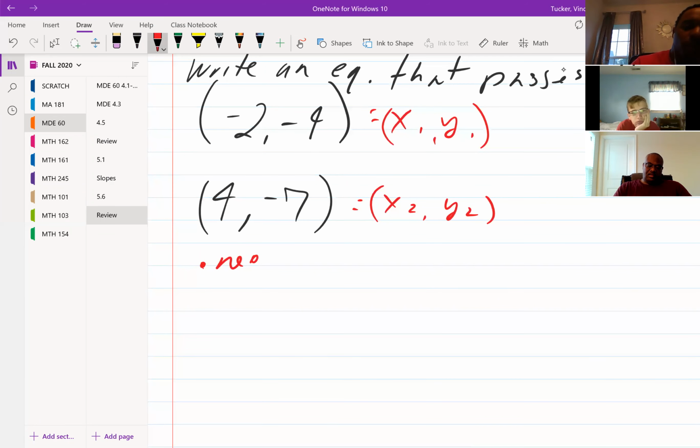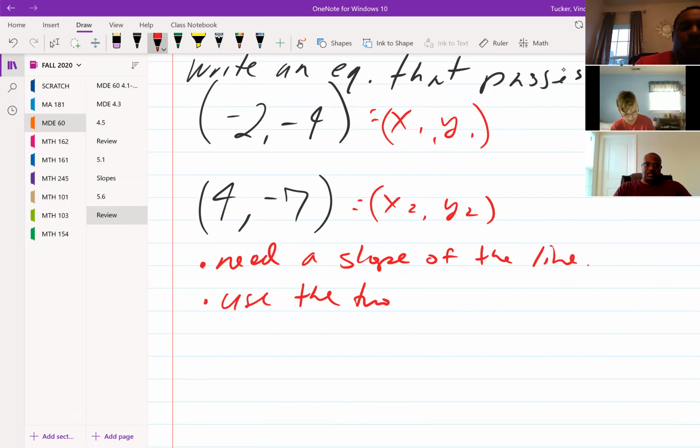Now, before we create our line or write our equation, we need a slope. We need a slope of the line. Since we do not have that, we just have 2 points. Use the 2 points to find a slope. So we're going to use those 2 points to find a slope.